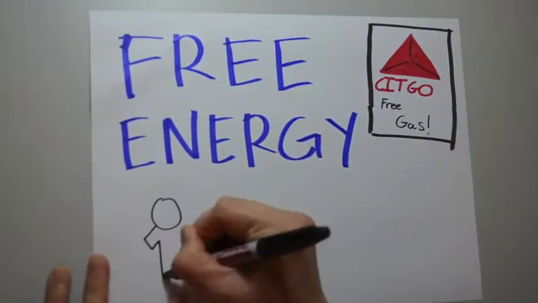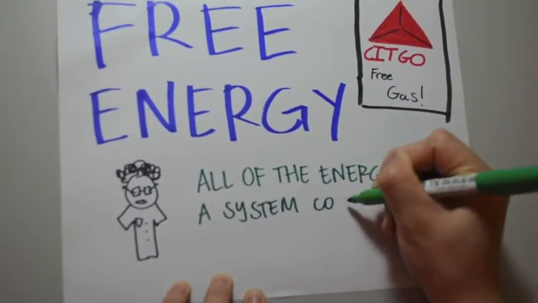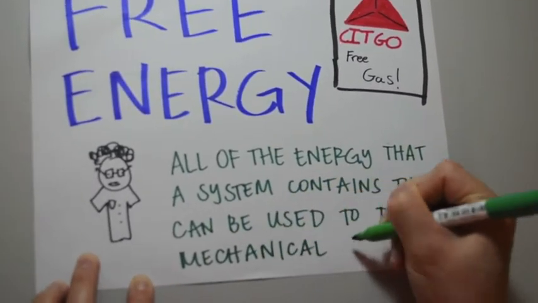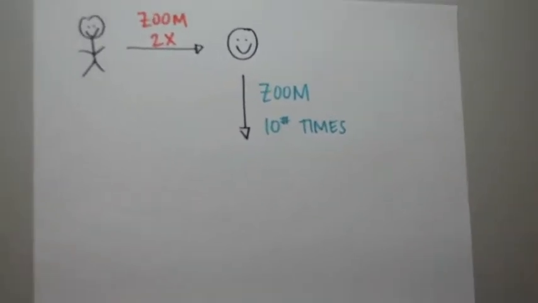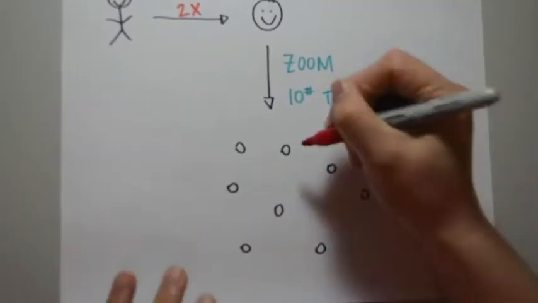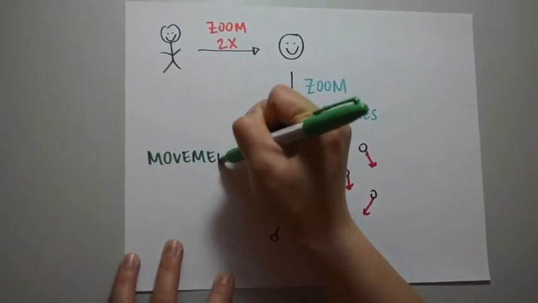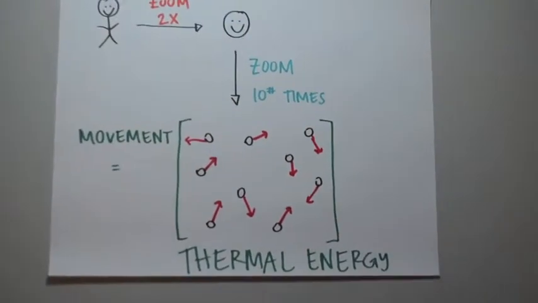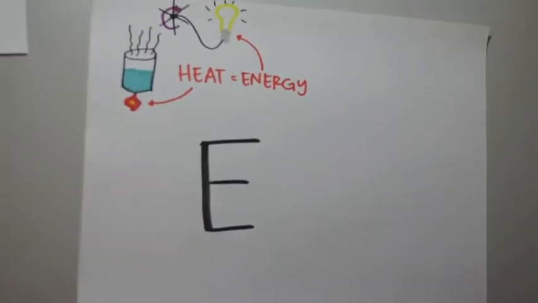When scientists talk about free energy, they mean all of the energy that a system contains that can be used to do mechanical work. Here's the idea. Let's zoom in on some matter. Way in. We see that everything is made of little tiny particles called molecules that are all bouncing around randomly in every direction. Mass is energy when it's moving, so each of these little molecules has a little bit of energy. We can add all of those little tiny amounts of energy up, and we'll have something called the thermal energy, because the faster these molecules move, the hotter the object is.